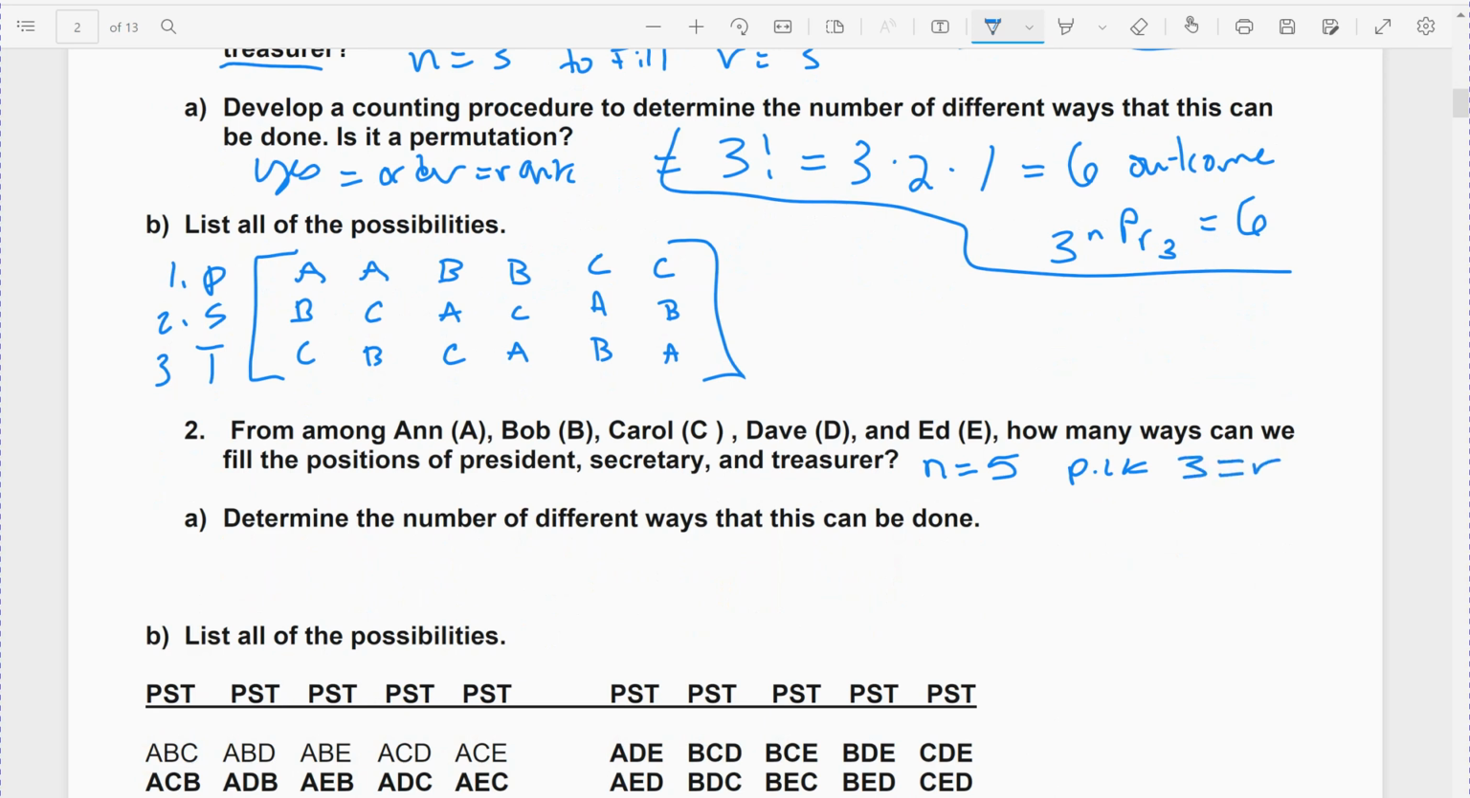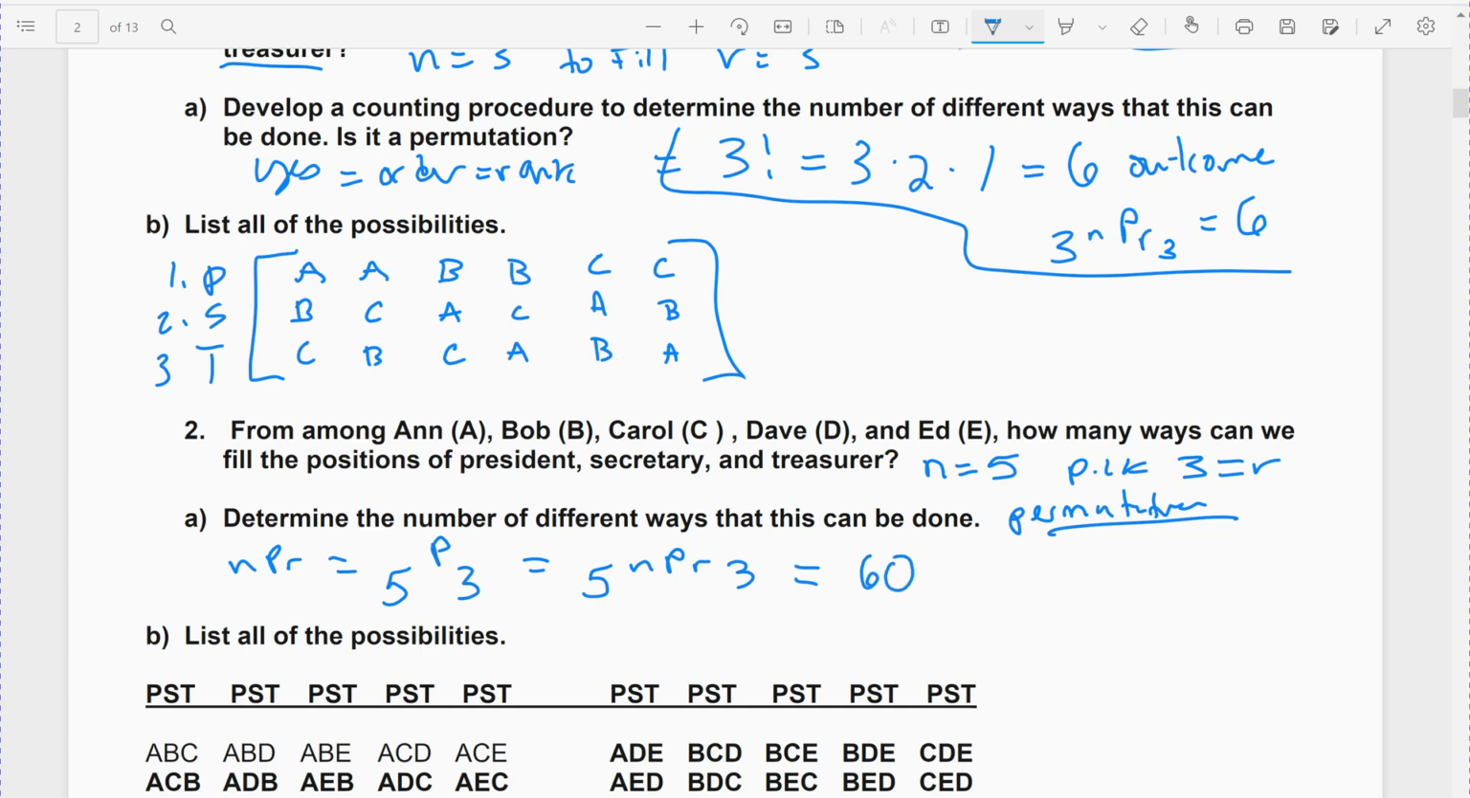So R is 3. So this time we don't use the factorial. We're going to use the permutations. It is a permutation because order matters. And so we're going to use our permutations key on the calculator. Again, it depends on your calculator. If you can just type in 5 permutations 3, type that in. Or if you have to do 5 first, select your permutations key, then type in 3.